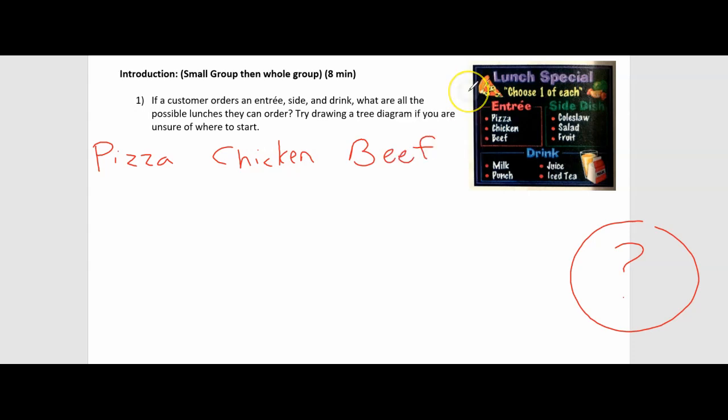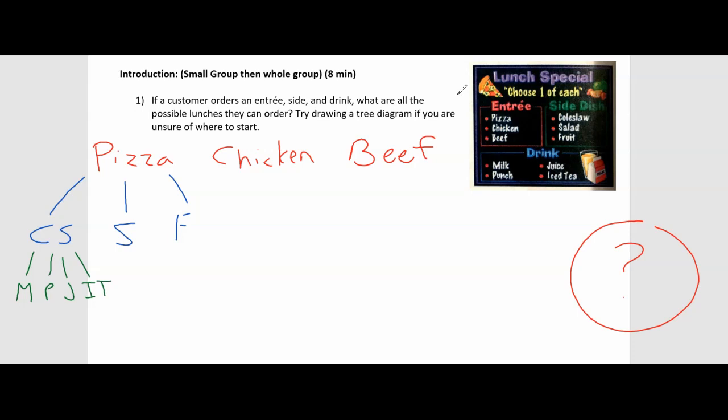And let's say I choose pizza. Well, I have 3 different options for side dishes. All right, I have coleslaw, and I'm just going to use CS, S for salad, and F for fruit. Now, based on what side dish I choose, I have 4 different options for drinks. 1, 2, 3, 4. We'll do M for milk, P for punch, J for juice, and IT for iced tea.